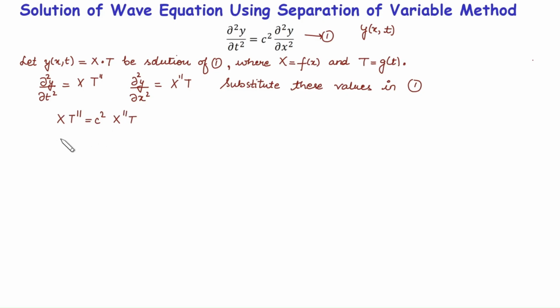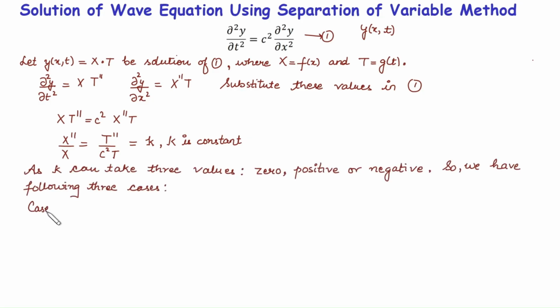Now separate the variables. Let's take the X factor on the left hand side and we can write the second order derivative of X divided by X is equal to the second order derivative of T divided by c squared into T. As this side depends only upon x and this side depends only upon t, and we say they are equal, this is only possible when both are equal to some constant, let it be k. Here k can take three values, that is 0, positive, or negative, and accordingly we get the solutions. Let's write that. Case 1 is when k is equal to 0. So this results in the second order derivative of X equal to 0.